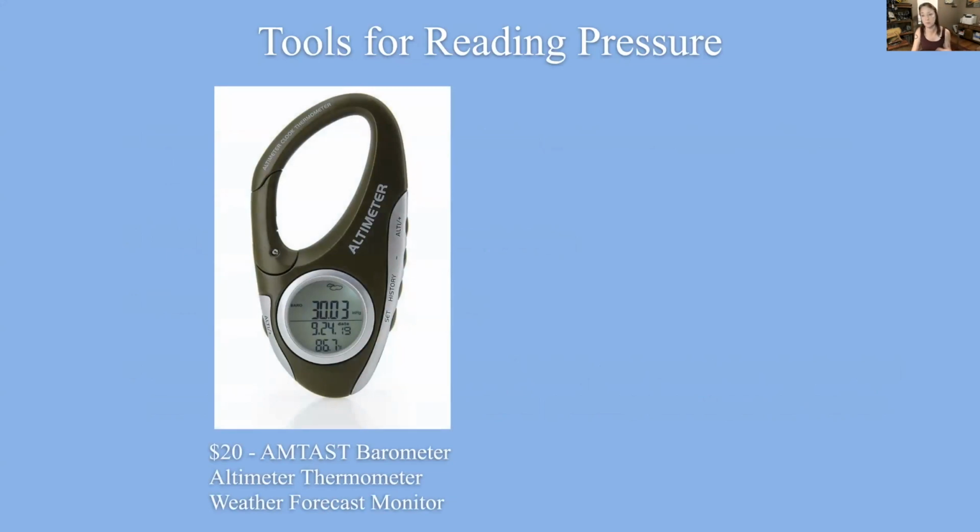So there's some great tools, some inexpensive, some not. This will read the barometric pressure. You can clip it on your field bag, your backpack. It's $20. It's a barometer, altimeter, thermometer. So you can use it for forecasting and recording your weather, your metadata in your field notebook.